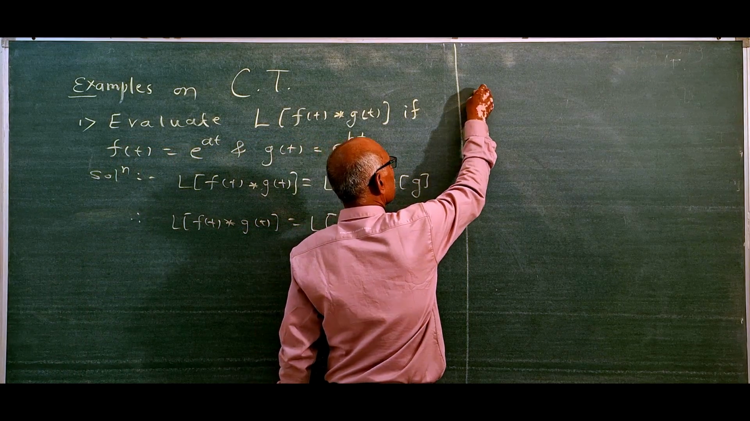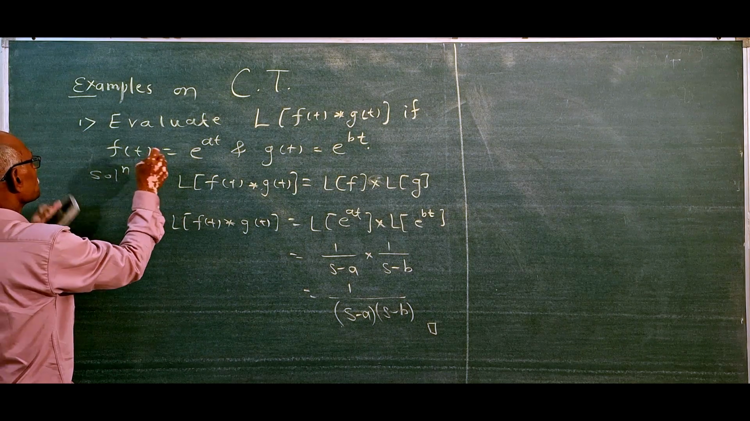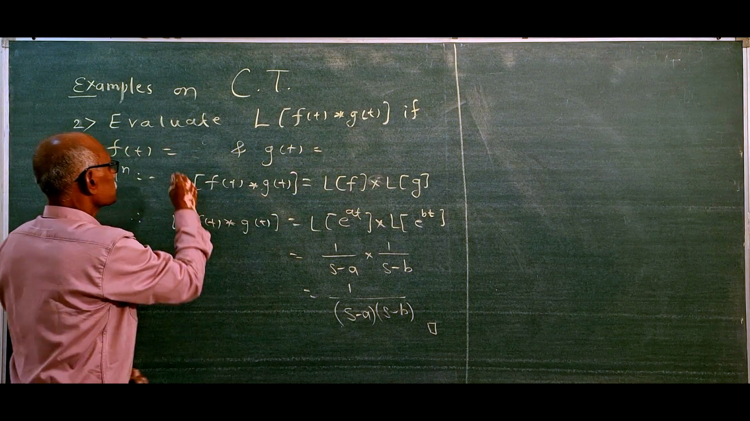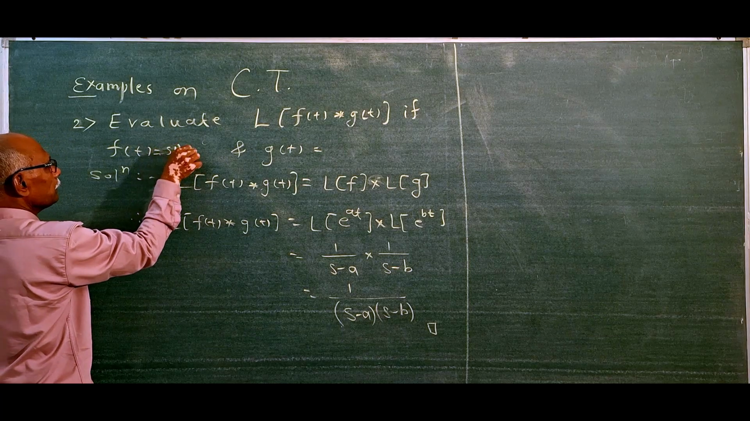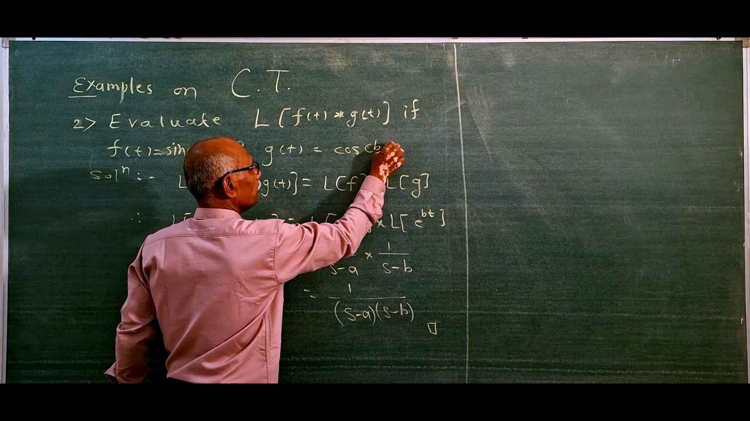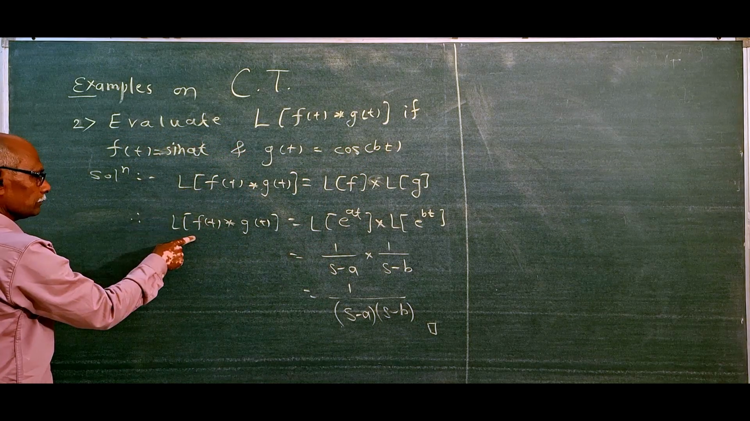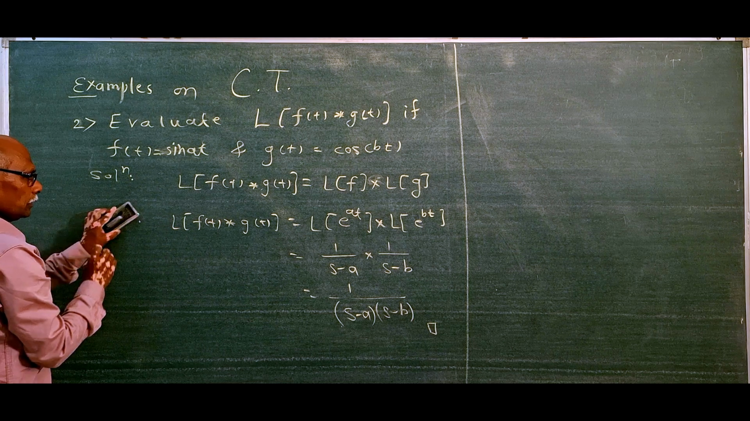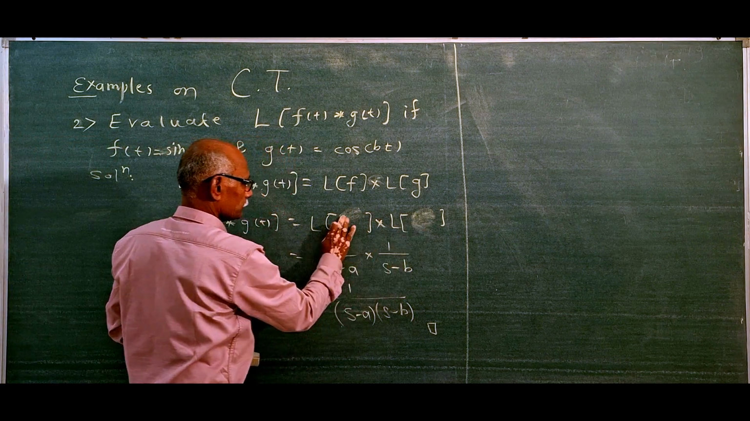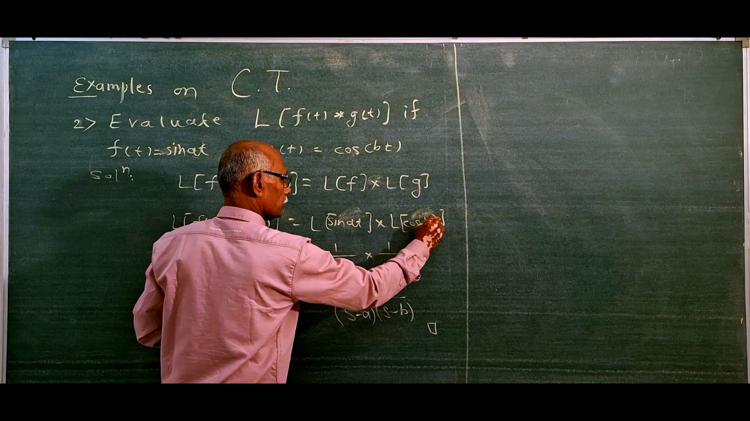Second, if you are given these functions like this, say sin at and cos bt, then you have to write the convolution theorem. Then you have to write this. Here we write sin at star cos bt.